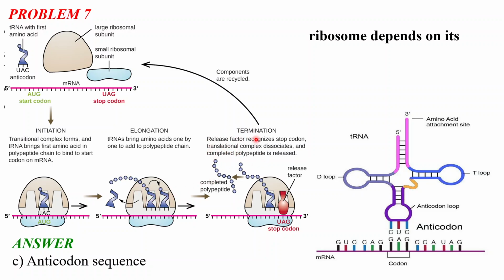And then we have the termination process. During termination, the release factor recognizes the stop codon, the translation complex dissociates, and the completed polypeptide chain is released. Since we have a stop codon, the release factor recognizes it and terminates the chain, and we have a completed polypeptide chain. Then all the components are recycled, and we have a new cycle of protein synthesis. So this is a very brief overview of the translation process. Now I will move on to the next problem.